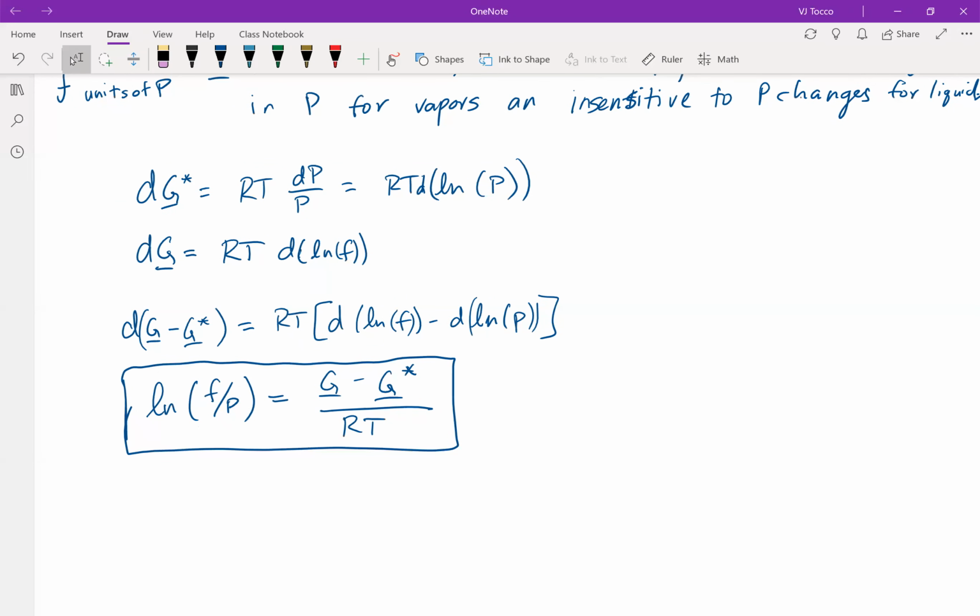Notice how it's like a departure function because I've got this G minus G star here. So I want to note that as our ideal assumption becomes more valid, so if we can assume ideal, then G minus G star will be 0 because G will be equal to G star. And what happens then? Well, then we have 0 in the numerator of this function. We have ln of something equal to 0, and the only way that's true is if ln of 1 is equal to 0. So if we can assume ideal, the fugacity goes towards the pressure.